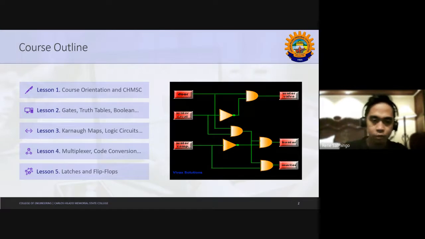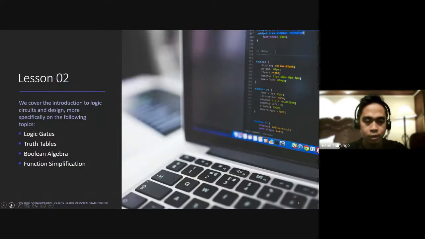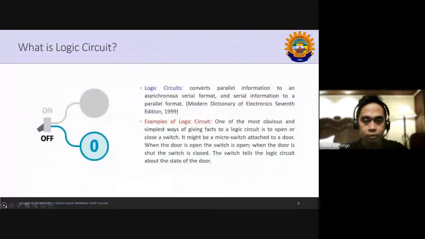Okay, we'll continue because we have so many things to discuss. So we will continue our lecture on... Okay, last time we were introduced to logic gates and the truth tables, and now we will continue on the Boolean algebra. So here's the preview of what we discussed yesterday.